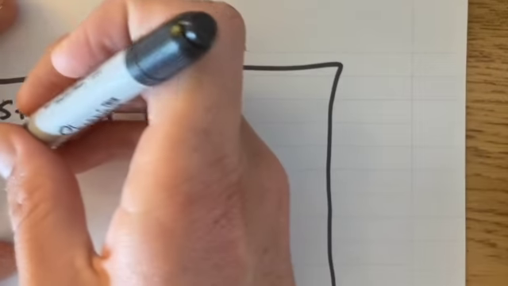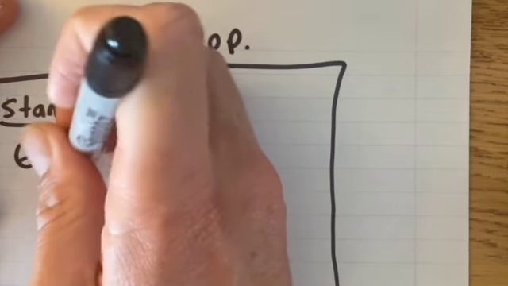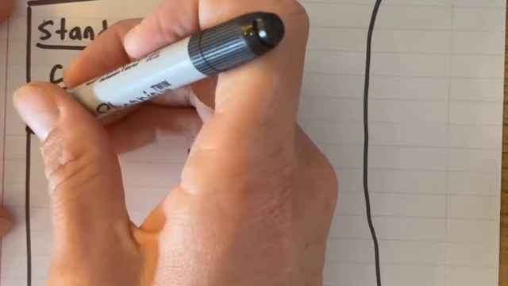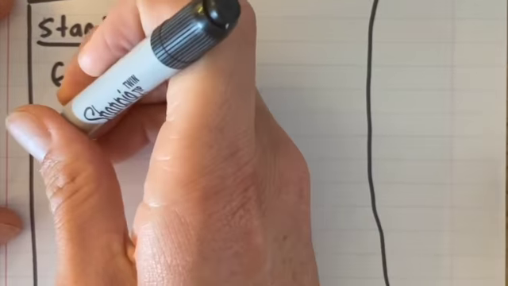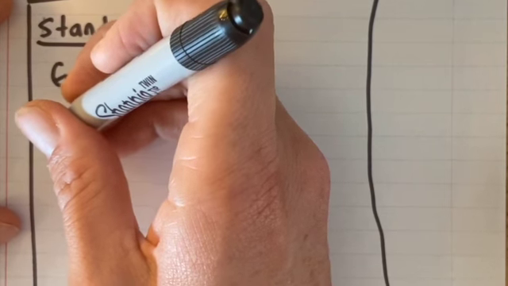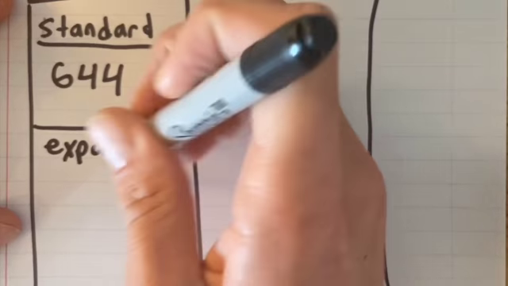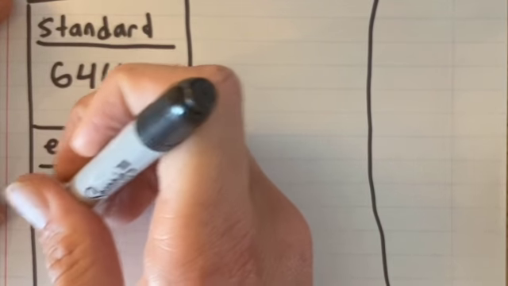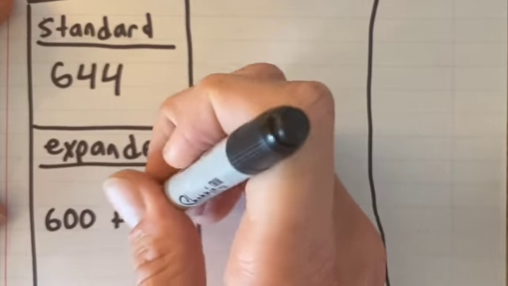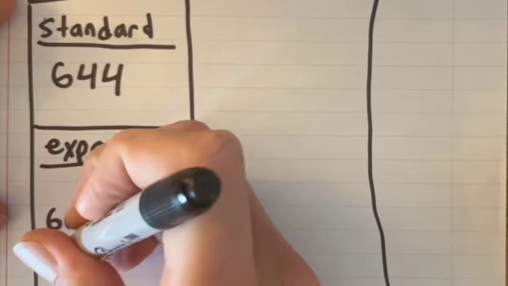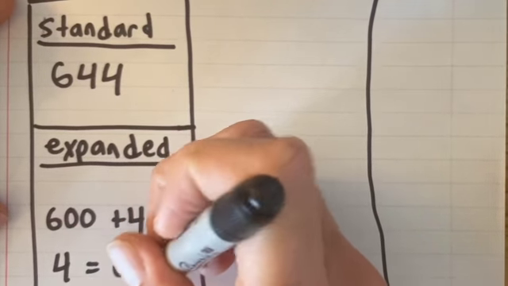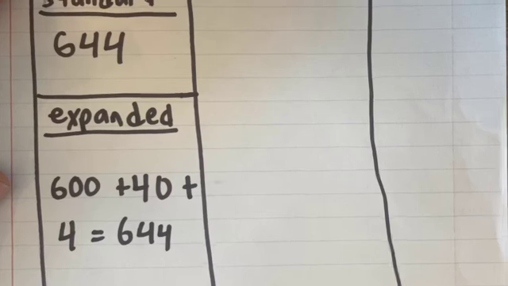And you're going to write down 4 different ways of showing that number. First is standard form. You just write the number 644, just like that. Everyone's very familiar with standard form. Next, you're going to do expanded form. You might know a little bit about this from previous years. Basically, there's 600 total in there, and then you add 40, and then you add 4. 600 plus 40 plus 4 equals 644.